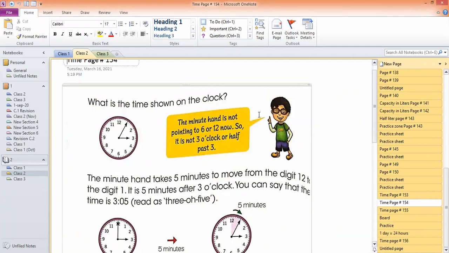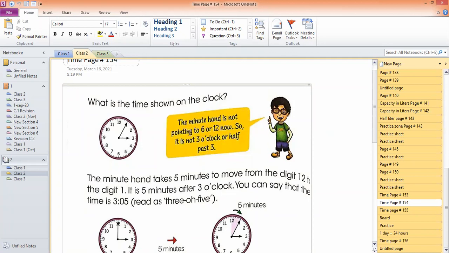We were learning about the time, we have learned about the time, and we were practicing it. Now you can write the time in numbers and even read it. I'm going to check it from the book. What is the time shown on the clock?